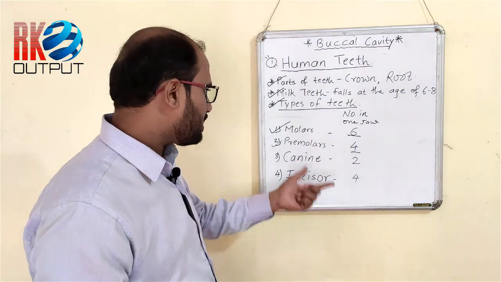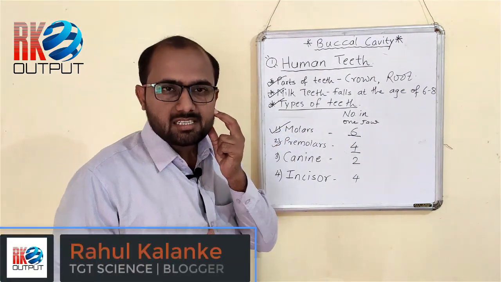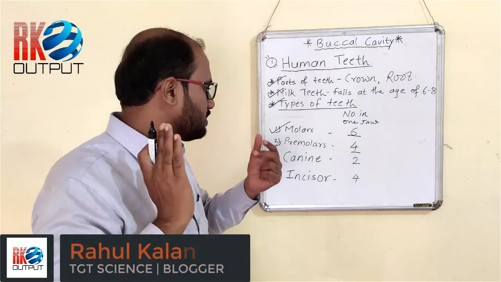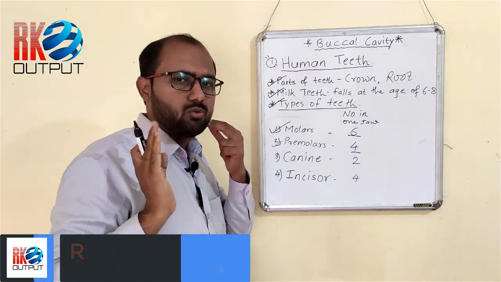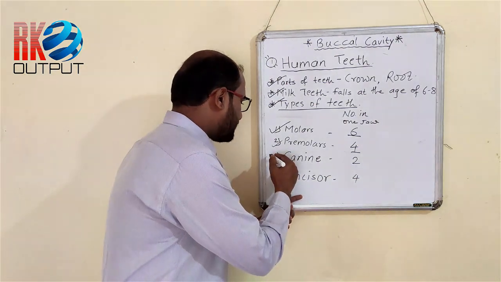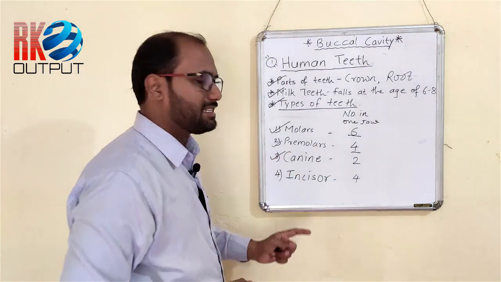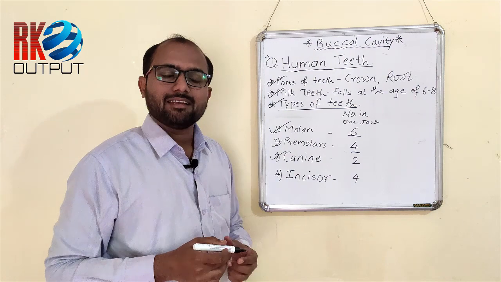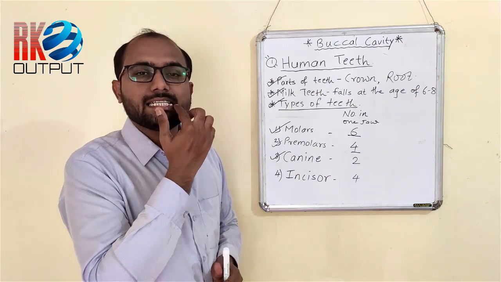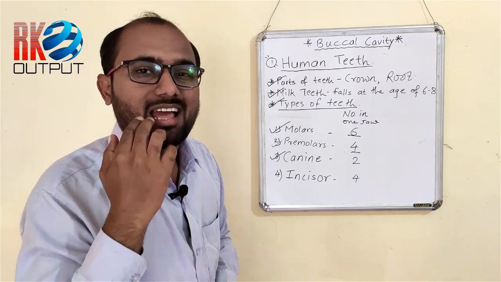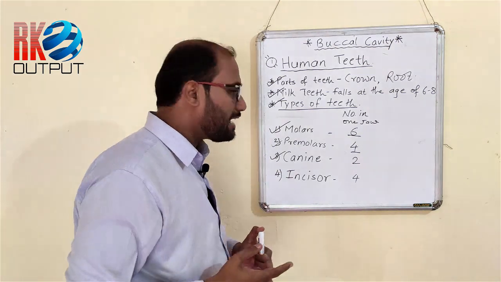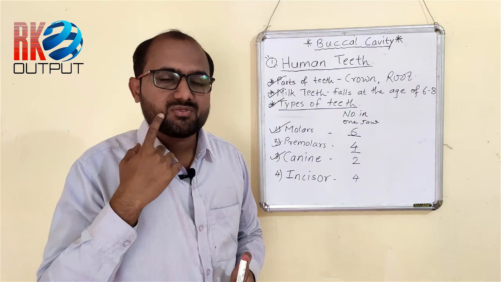Again there is a division. 3 molars are from the right side, 3 molars are from the left side. Same thing is there for the premolars: 2 are from one side, 2 are from the other side. Let us see the next type of teeth, that is canine. Now what is this canine? Canines are located in the front side. आप अगर देखोगे तो after premolar you have the canine. One is from the right side, one is from the left side.